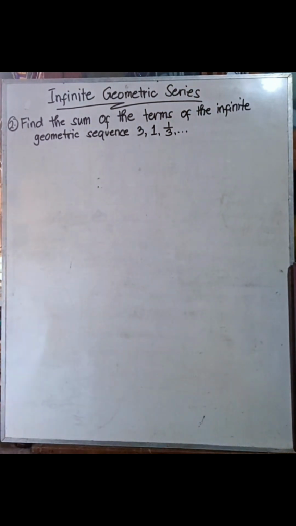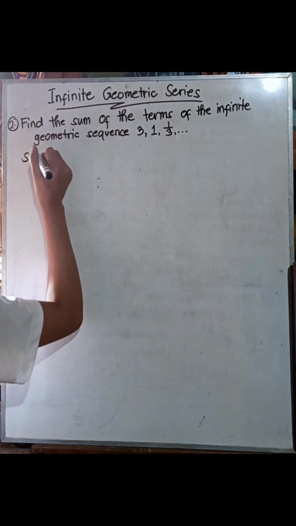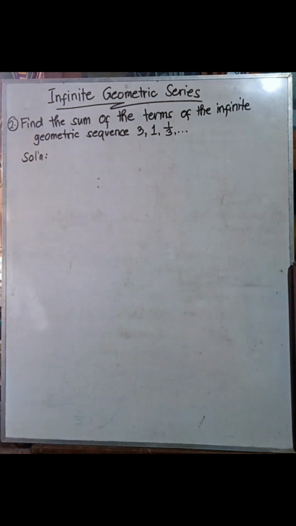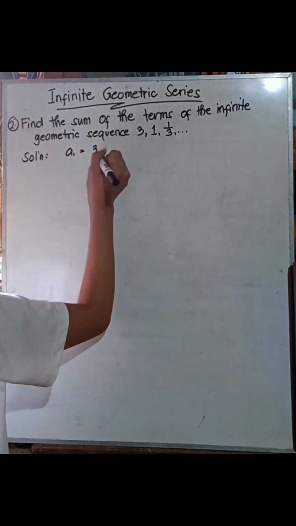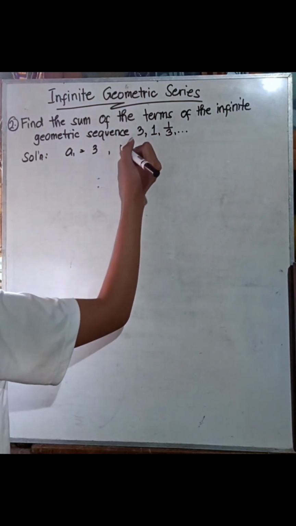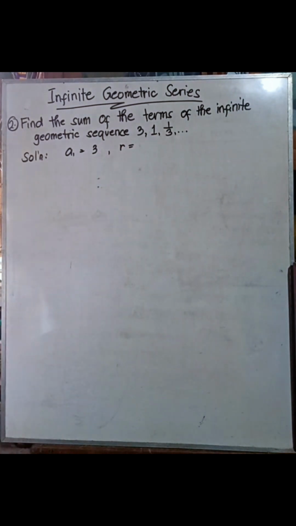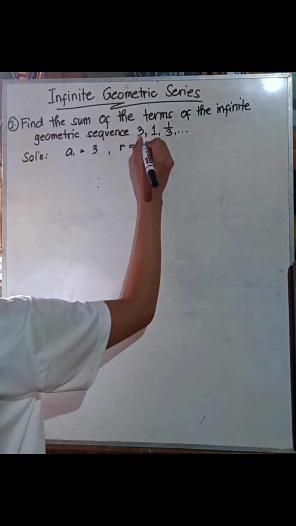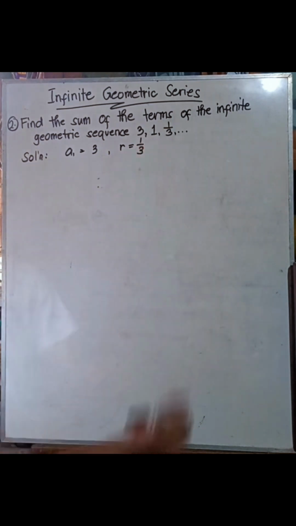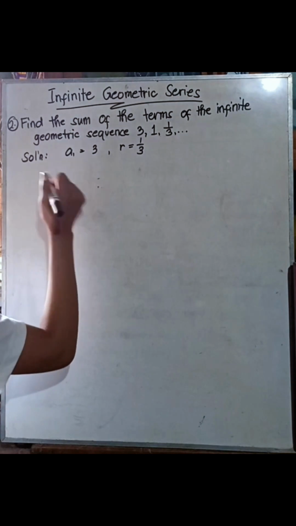Now, let's have our second example. Find the sum of the terms of the infinite geometric sequence 3, 1, 1/3, and so on. So, let's solve this one. Let's write first the given. A sub 1 is equals to 3. R is equals to, let's find the common ratio first. So, R is equals to second term over first term. So, 1 over 3.